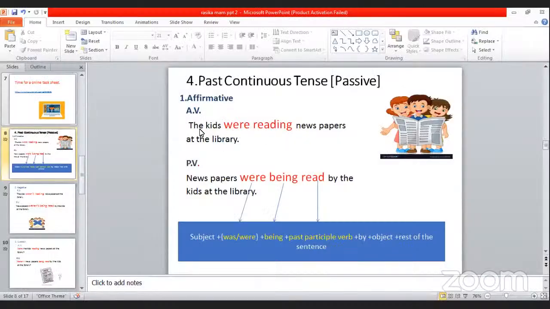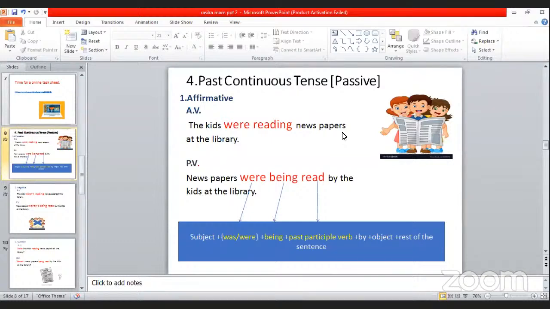Right, past continuous tense. Right. Again, we have to move on to the structure. Structure and the forms of the sentences. Okay. So we have to learn the affirmative, negative, question, and the interrogative here as well. Right. Let me highlight the affirmative form here. The kids were reading newspapers at the library. Right.